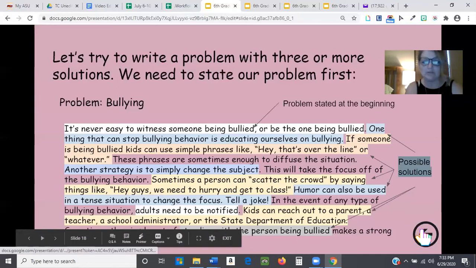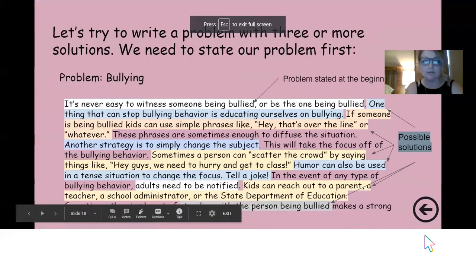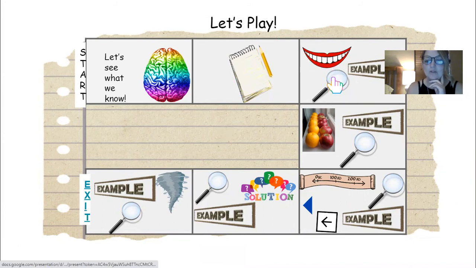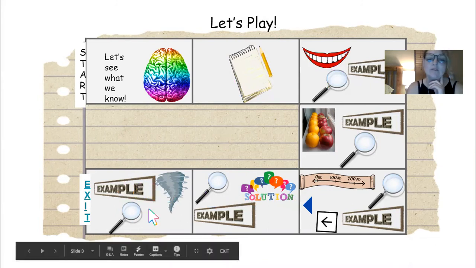So what we can do now is go back to our game board. It should take us right back. So we did our video and we did our example. So now, here we go. We've done this one, we've done this one. So we have description, cause and effect, chronological and sequence, now problem and solution. Any guesses on what the final piece of text structure is?